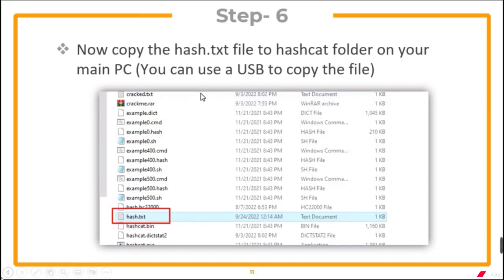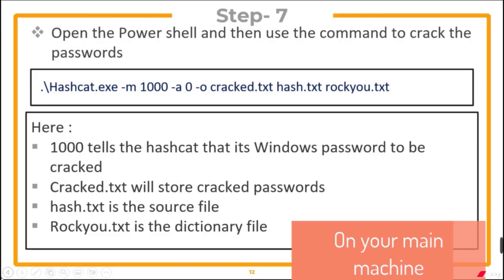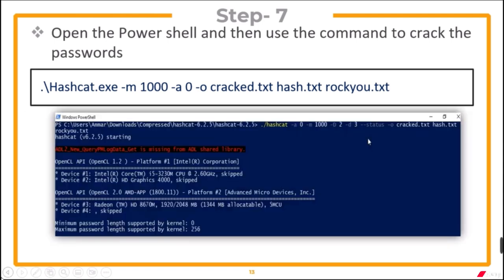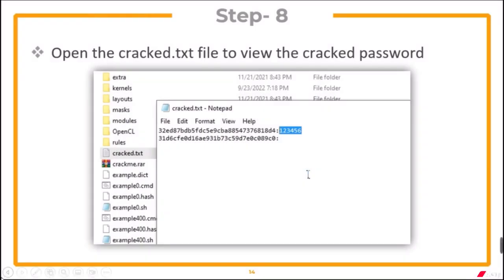Now copy this hash.txt file to the Hashcat folder on your main PC. You can use a USB to copy the file. Open PowerShell, then use the command to crack the password. Here 1000 tells the Hashcat that it's a Windows password to be cracked. Crack.txt will store all cracked passwords. Hash.txt is the source file and RockYou is our dictionary. Once Hashcat cracks the password, you can open crack.txt file to view the cracked password.